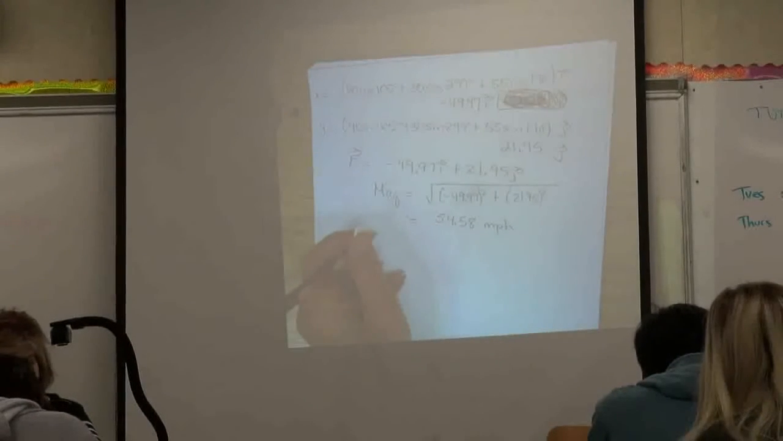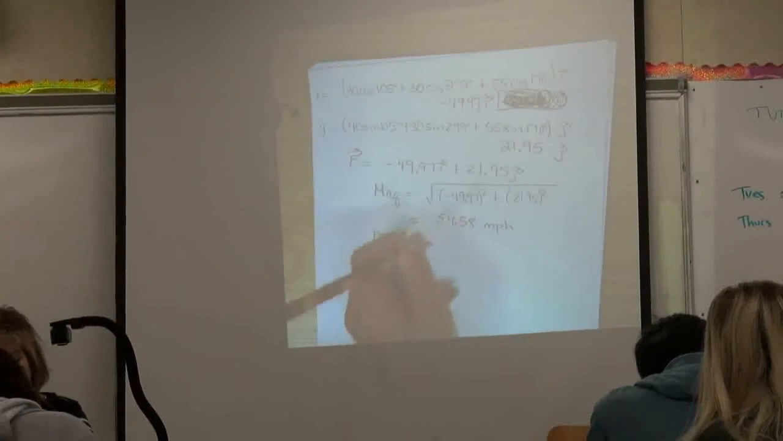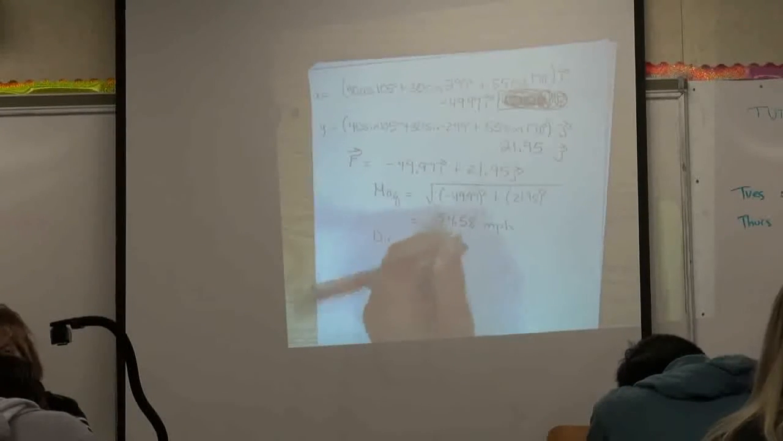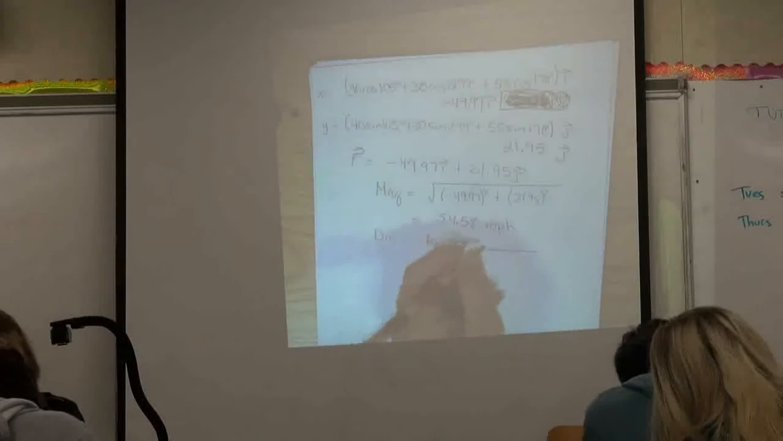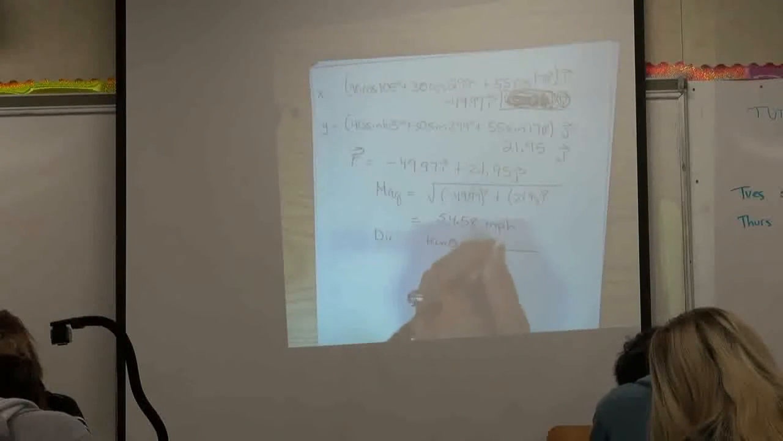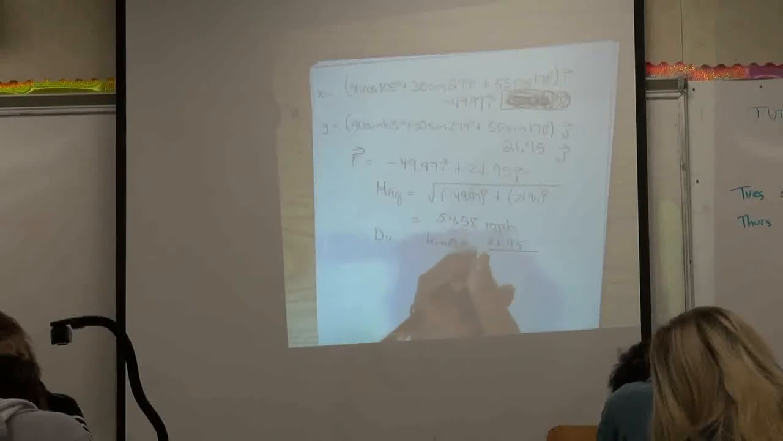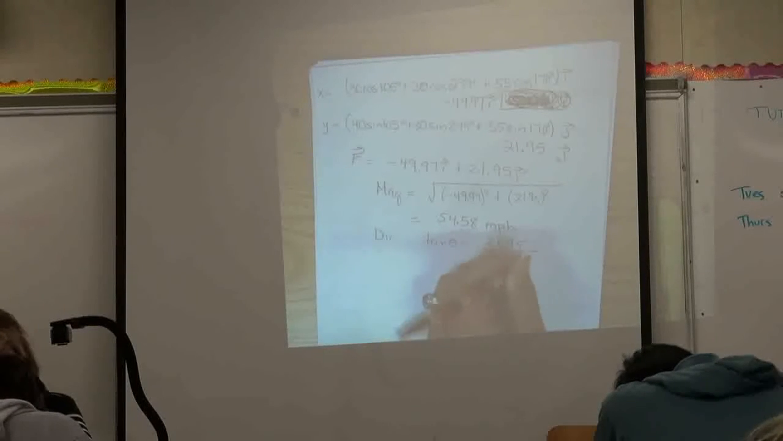Then when we do the direction, we take tangent of theta as sine over cosine. So 21.95 over negative 49.97.